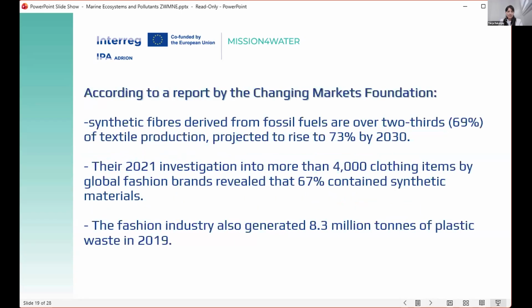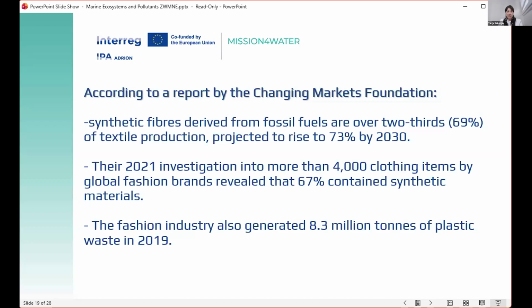Next slide, please. According to a report of the Changing Markets Foundation, synthetic fibers derived from fossil fuels have become the dominant choice for both the fashion and wider textile industries. Unfortunately, they account for over two thirds, about 69% of textile production, and there are projections that it will rise up to 73% by 2030.